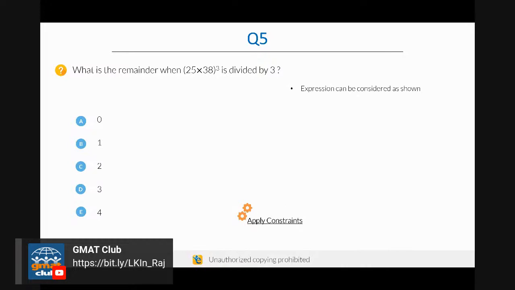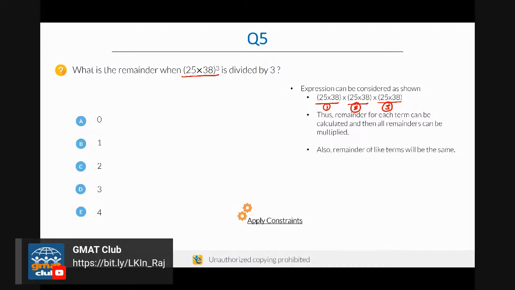So we've been asked, what's the remainder when 25 times 38 to the power 3 is divided by 3? We can write this as a product of three numbers where each number is 25 times 38. Let's call these 1, 2, and 3. We can find the remainder of each term, and then their individual remainders can be multiplied. Because they're all like terms, the remainders will be the same, so we can purely cube that remainder.